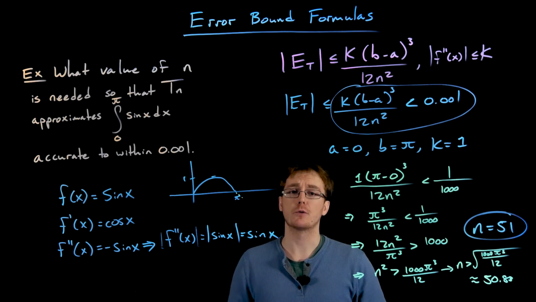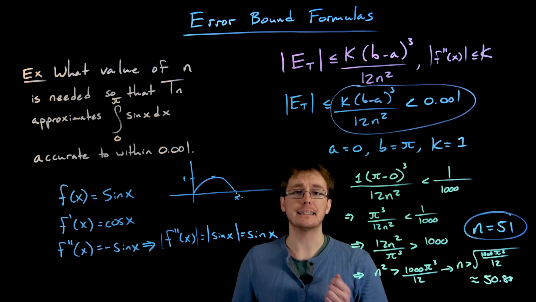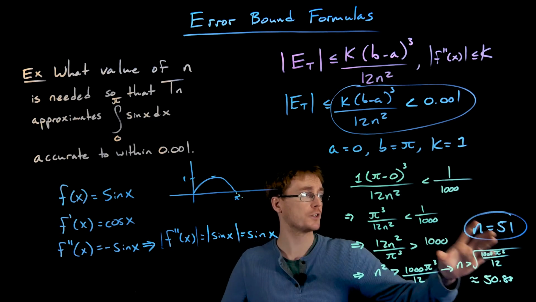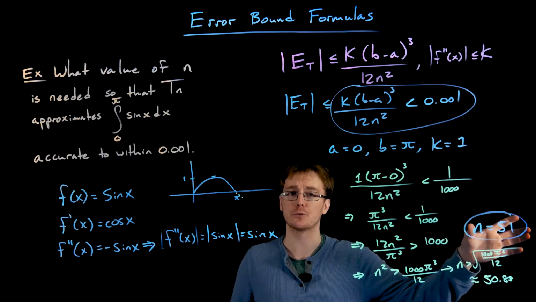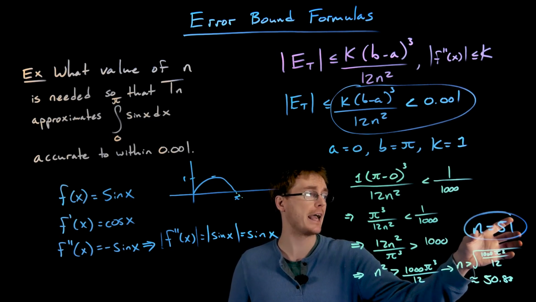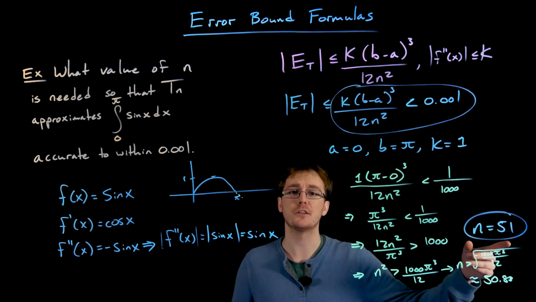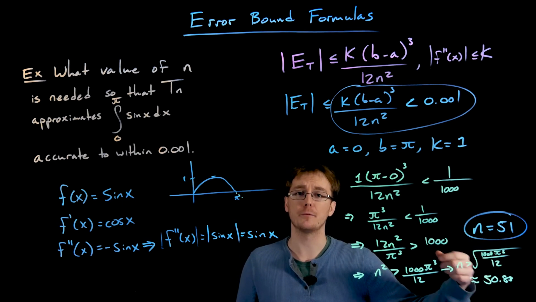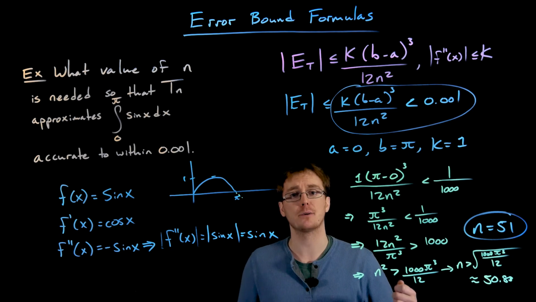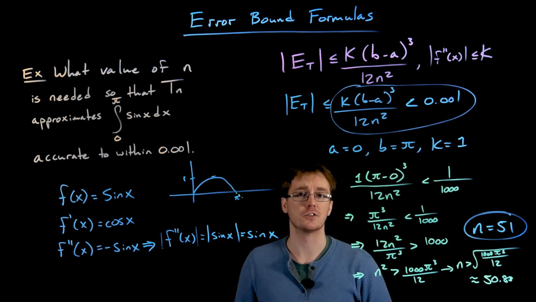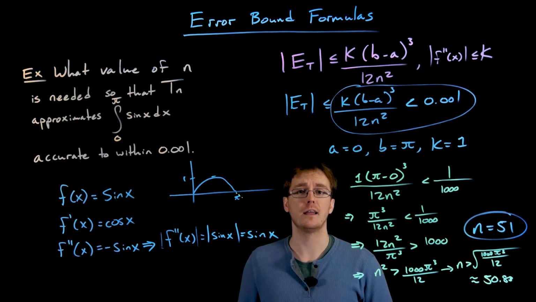There is one other thing you're going to want to watch out for when finding these n values that won't be a big deal for our midpoint rule or our trapezoidal rule, but for our Simpson's rule, remember, n always has to be an even number. So if this was an example where we were using Simpson's rule instead, and we ended up with n equals 50.83 or 51, rounding up to 51 wouldn't be enough because that's an odd number. We'd have to round all the way up to 52. So don't forget that for Simpson's rule, n has to be an even number.